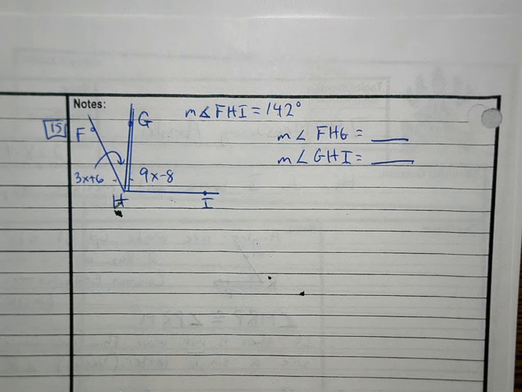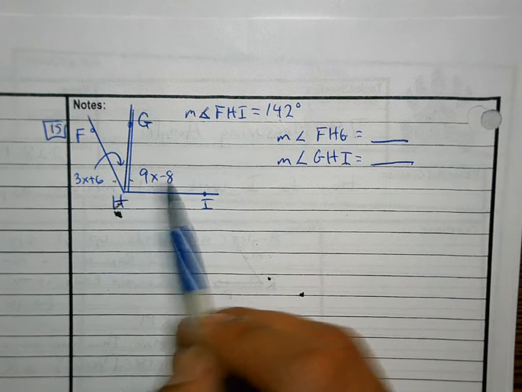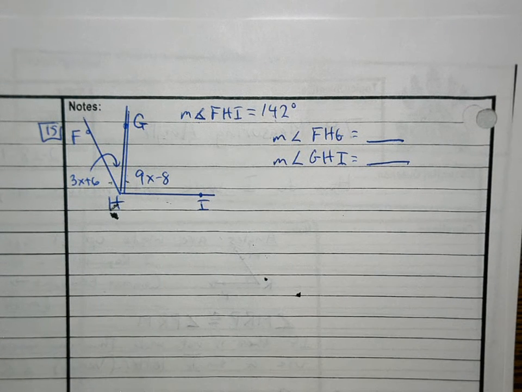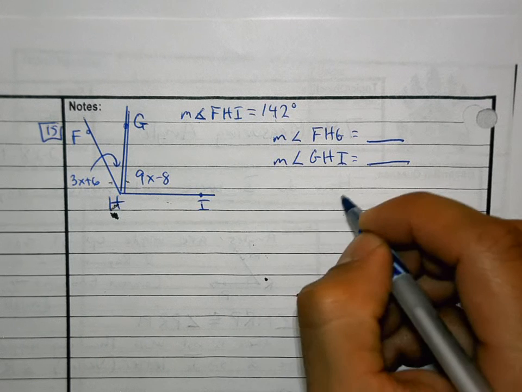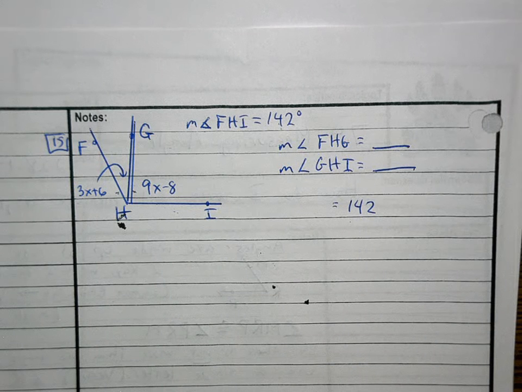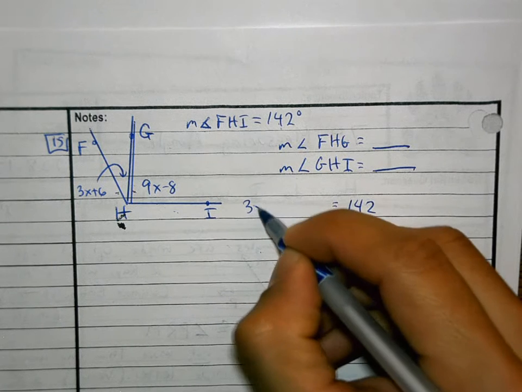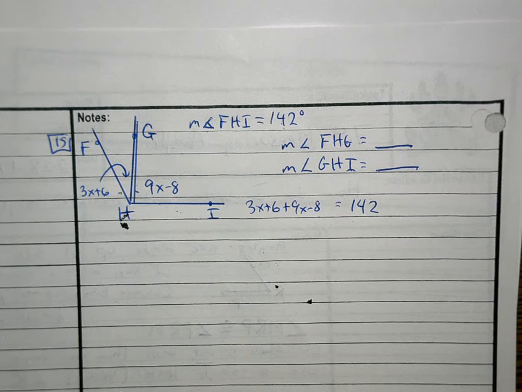So you have to come up with an equation where you use the 142 and you use the 9x minus 8 and the 3x plus 6. I'm hoping you know what it is. Ray, do you know what the equation is? Oh, yes. 12x minus 2 is equal to 142. Okay, I don't know how you got the 12x, so tell me what you did before you got the 12x. 3x plus 6 plus 9x minus 8. That is much better. Thank you very much.